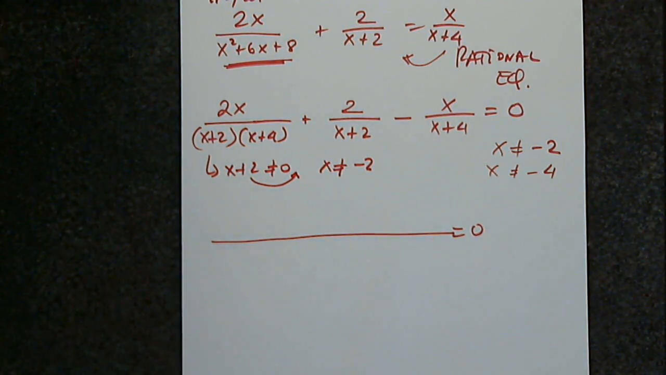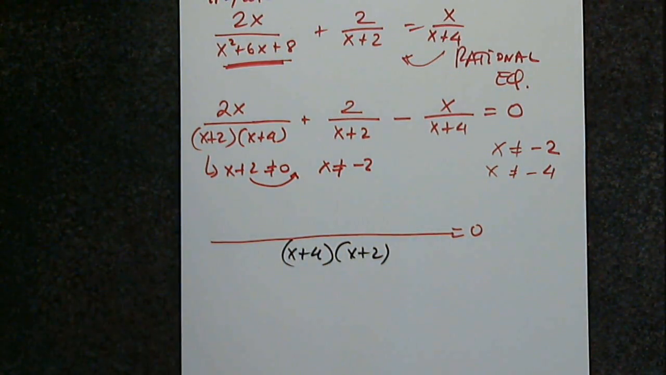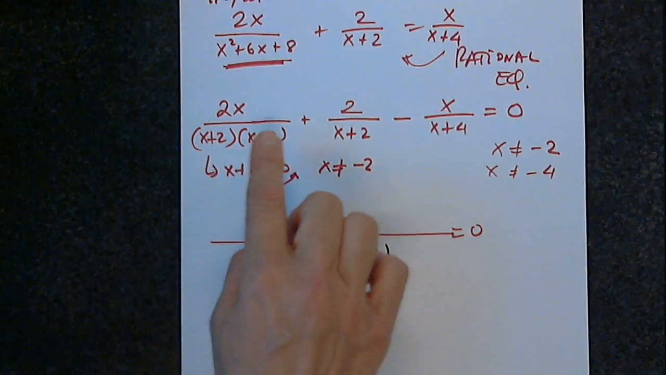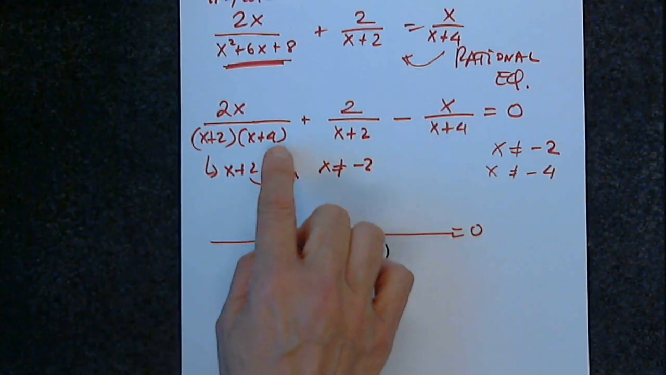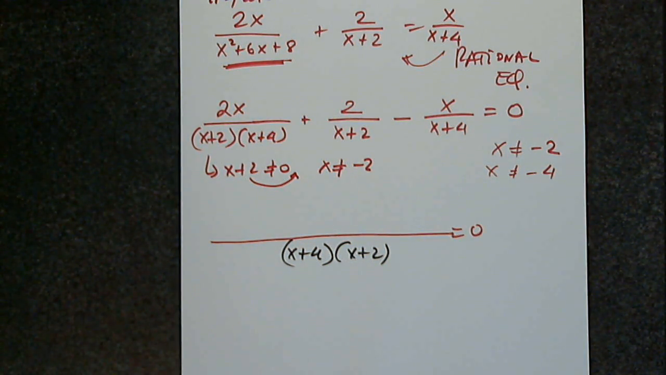The least common denominator is? The least common denominator has to have all different factors we see here. I only see one factor, which is x plus 2, and a second factor that is x plus 4. There are no other factors. This must be the LCD. Good. Next.